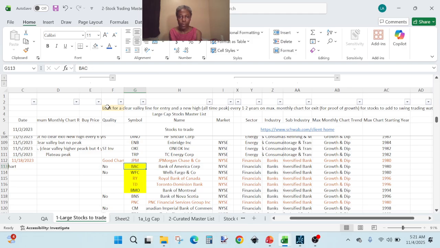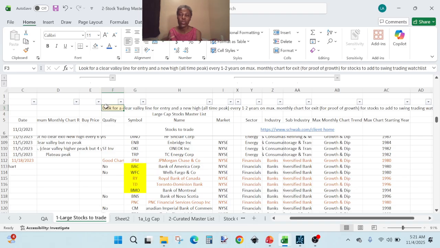I put a note here. When you are doing your analysis and you are seeing some patterns that you like and some you don't like, you can try to draw a formula out of it and write some notes to base your decisions on. For instance, I put here to look for a clear valley line for entry and a new high, which is the all-time high, and I want to see that every year or every other year to consider that stock as one I want to swing trade.